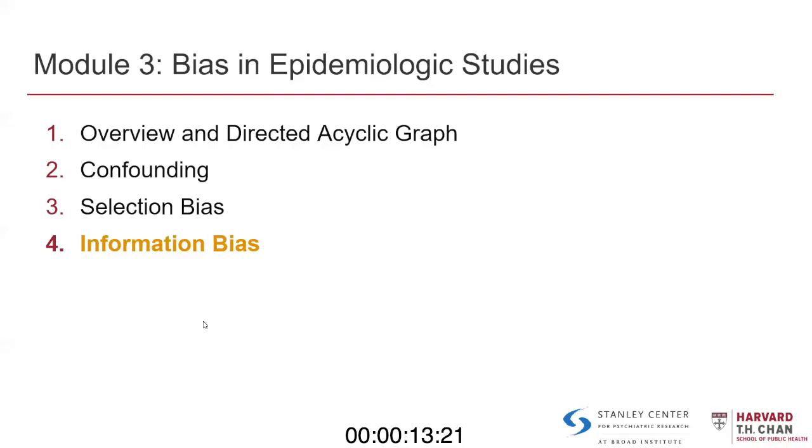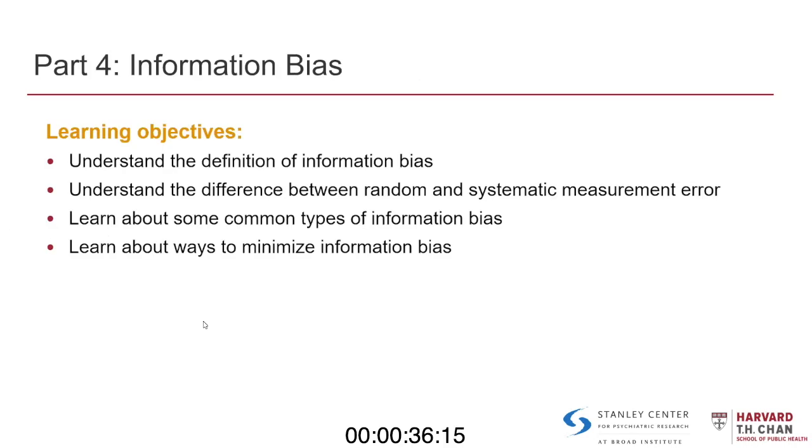Hello, everyone. Welcome to the next part of Module 3, Bias in Epidemiologic Study, where we're going to talk about information bias. So far, we've talked about DAGs, how we use them in epidemiologic studies. We've talked about confounding and how we might be able to address confounding in the design stage as well as in the analysis stage. In the previous part, we've talked about selection bias. Lastly, we'll talk about information bias.